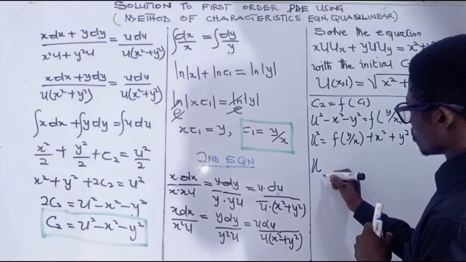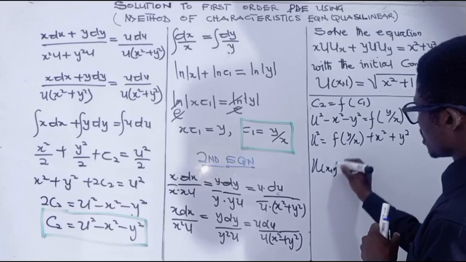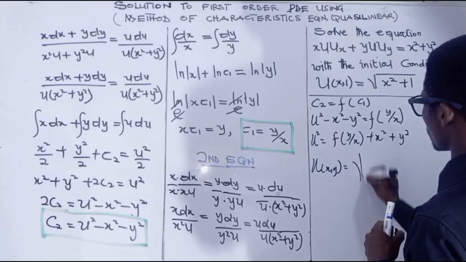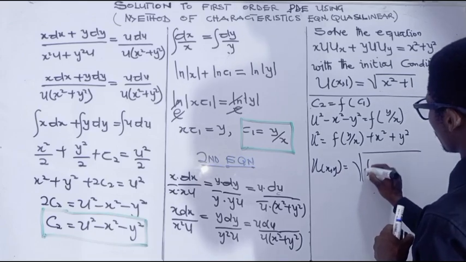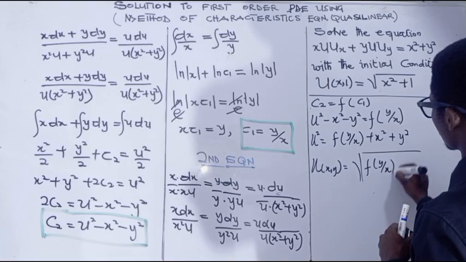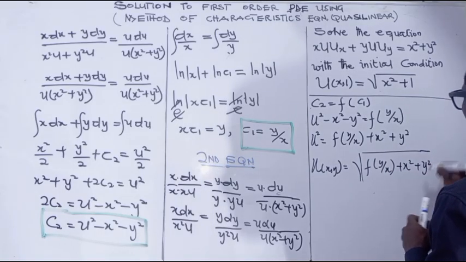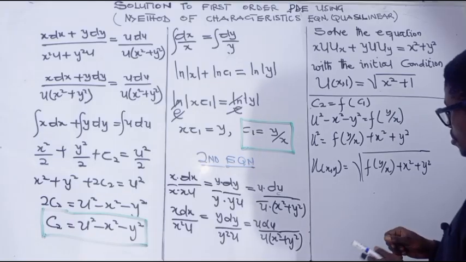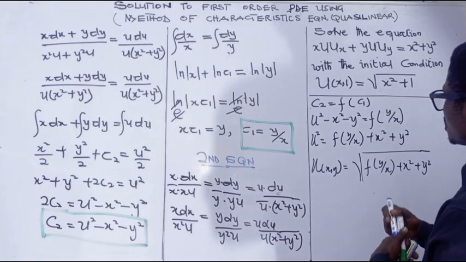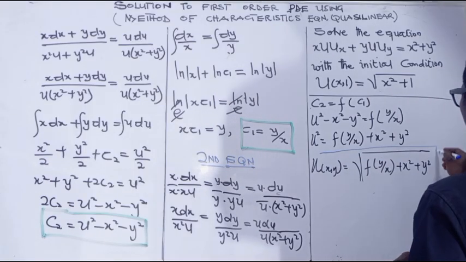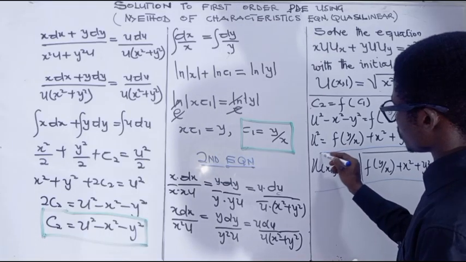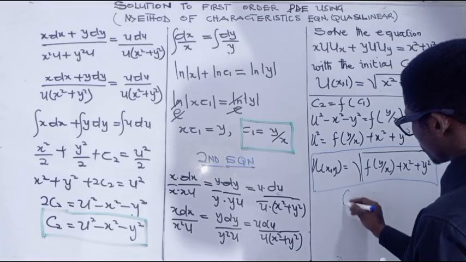So we have our general solution, which is in terms of x and y, giving us the square root of a function of y all over x plus s squared plus y squared. Very, very easy and simple. So this becomes our general solution.